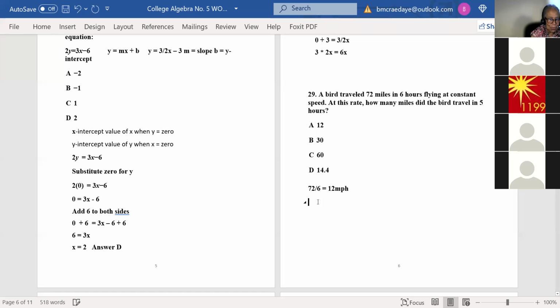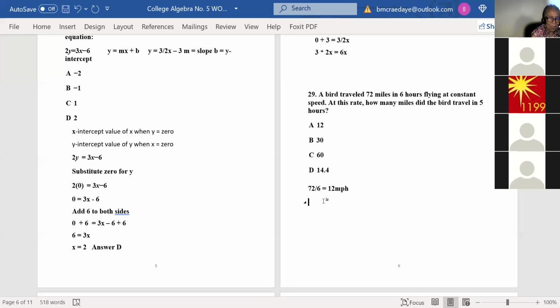What did you do? 60 minutes make 1 hour. Wait a minute. Now, don't make this too difficult. At 12 miles in 1 hour, how many miles can he travel in 5 hours?